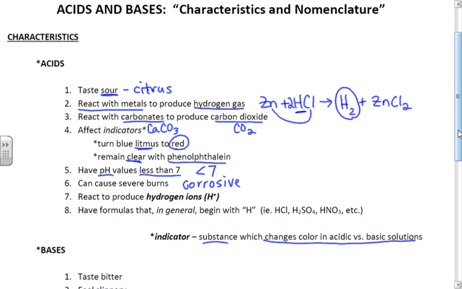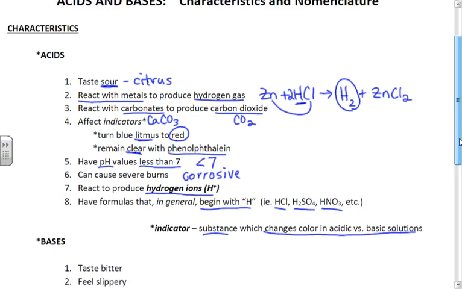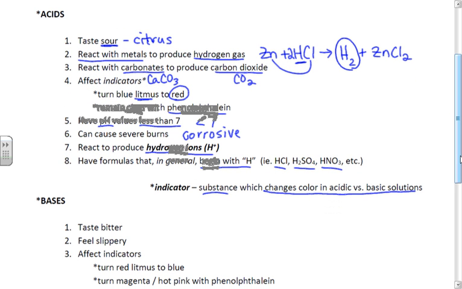Acids react to produce hydrogen ions, because all of our acids in general begin with H, hydrogen. You can pull off that hydrogen and that hydrogen ion is then released. Some examples here: HCl, H2SO4, HNO3. They're all different examples of acids. There is one acid which does not begin with an H, and that's CH3COOH. In this case, the hydrogen is tacked on at the end, and that's acetic acid, which is the main acid in vinegar.